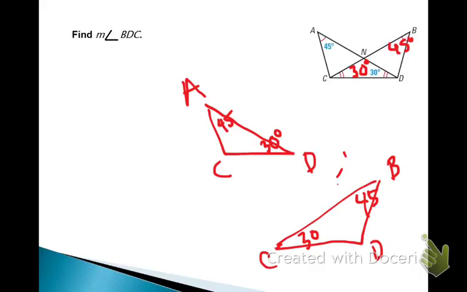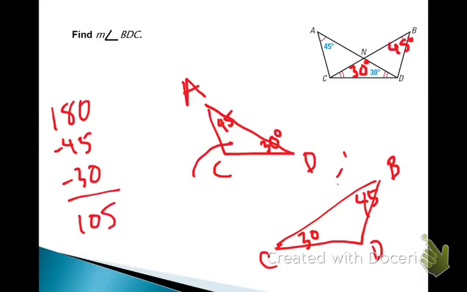So calculate angles. Let's calculate angle C in ACD. What would angle C be? Angle C, we would take 180 minus 45 minus 30. So 180 minus 75 is 105. So angle C is 105.